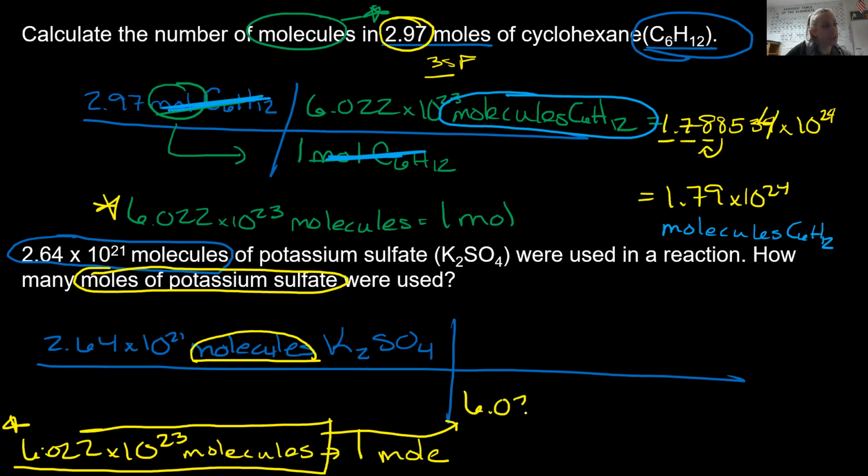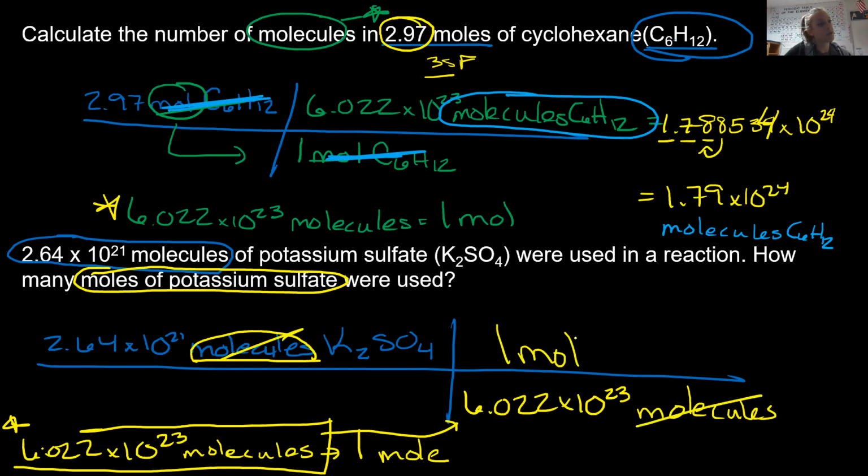Remember, we can choose which side it goes on because 6.022 times 10 to the 23rd molecules equals 1 mole. The words have values too. So this is equal to 1. It's like putting 2 over 2, right? You can cancel it either way for every 1 mole. Good job. So now molecules is gone. We're left with moles of K2SO4. That is what we wanted.